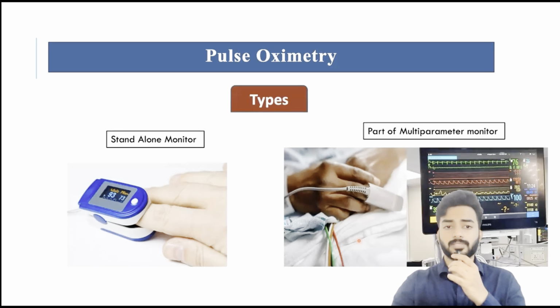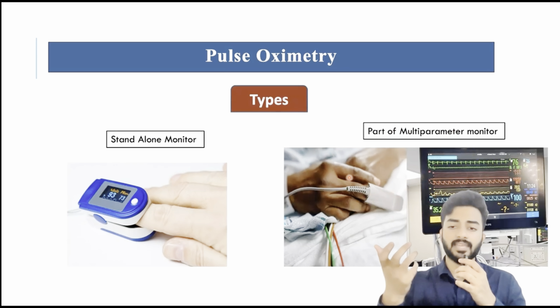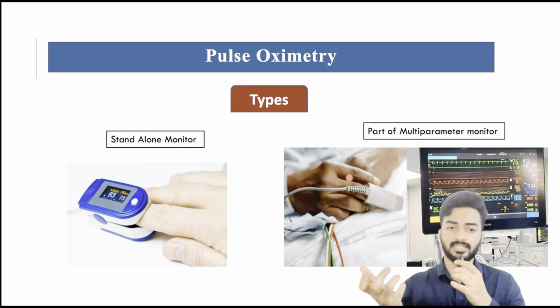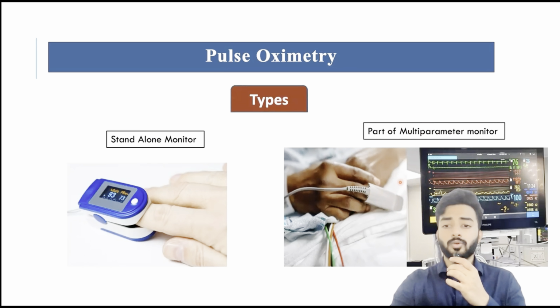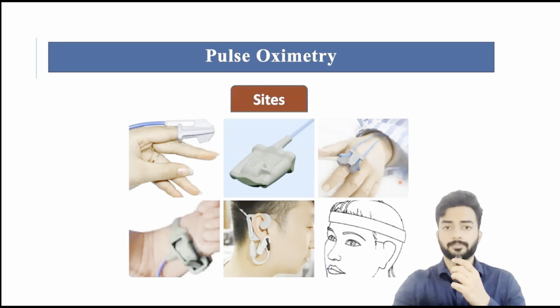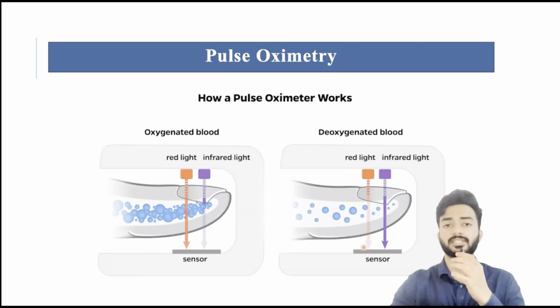So what are the types of pulse oximeter? One is a standalone monitor and the second comes as a part of our multi-parameter monitor. You can carry a standalone monitor in your pocket as an anesthesia resident and measure the pulse ox whenever you are getting calls from the periphery. And the multi-parameter monitor comes in your OT and in the PACU, ICU, etc. So what are the sites from which we can monitor? The fingers. In children, we can measure it from the heels, from the ear lobes, even from the forehead, tongue. It has different sites of monitoring.